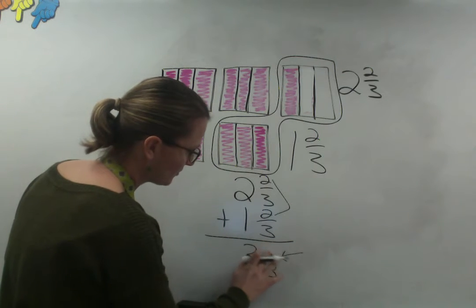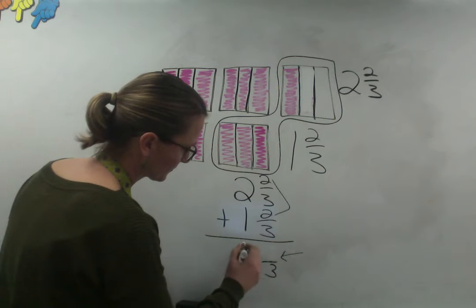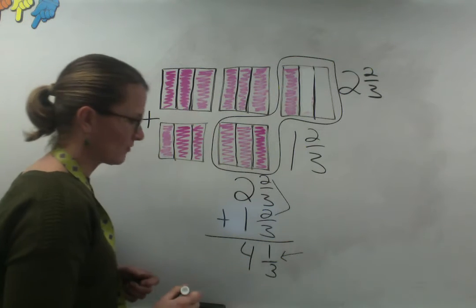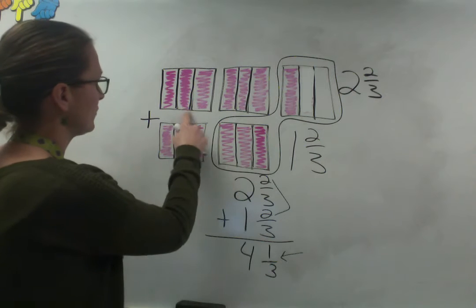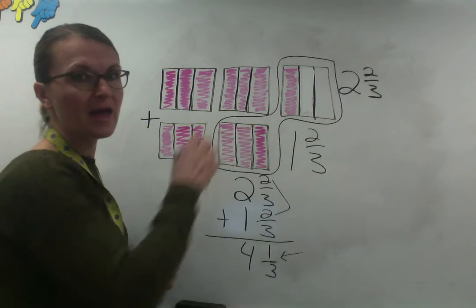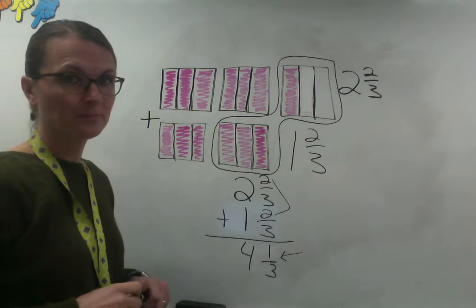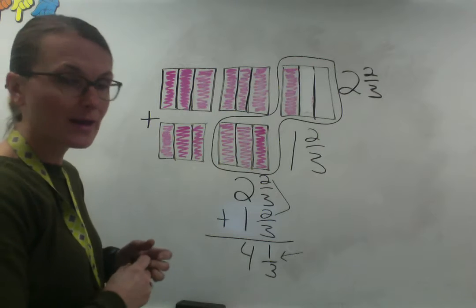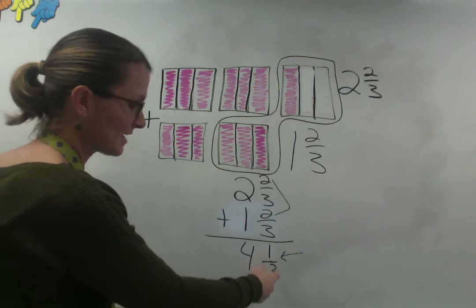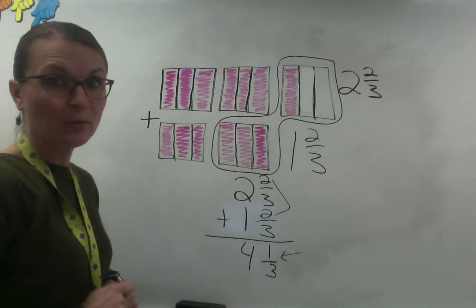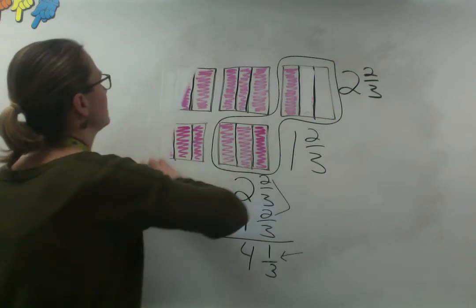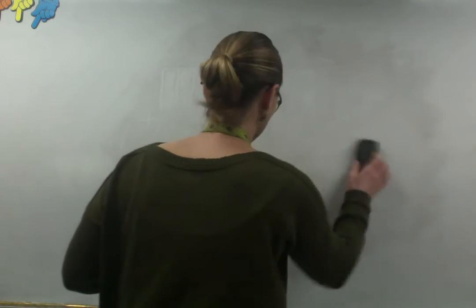So what I have to do is add that whole to this side and leave that third over there. So what I really have is a total of 1, 2, 3, 4 wholes and 1 third when I add them together. So if you were thinking like regular math, what I was doing is carrying the extra over to the ones place. All right, so let's look at a couple without some pictures.